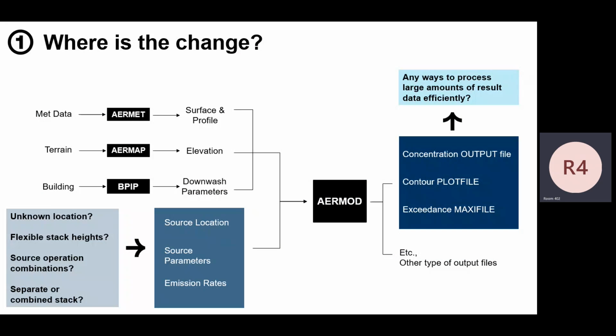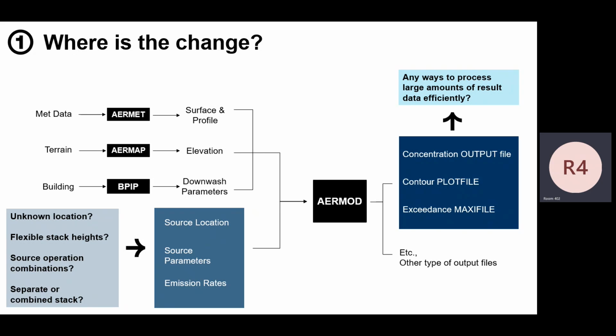First, this is the flow of the air dispersion modeling workflow. You first get your meteorological data, terrain data, and all the buildings, and pre-process them with AERMAP and BPIP, to get your model-ready surface and profile meteorological data, your elevations, and your downwash parameters. These feed into AERMOD together with your source locations, parameters, and emission rates. AERMOD runs and creates your results.